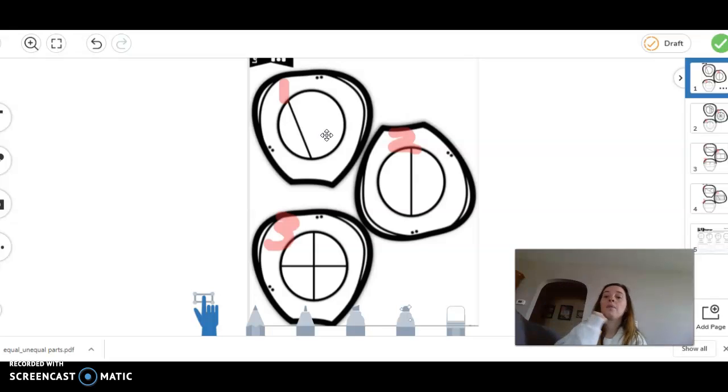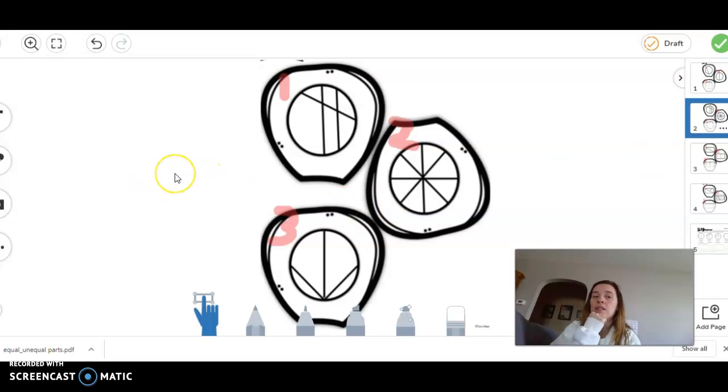Yes, number 1 is unequal. Those are not fair parts. This part's little tiny, this part's bigger. Look at number 2, equal or unequal parts? Yes, it's equal parts. It's cut right down the middle into halves. 1/2, there's 2 parts. Look at number 3. Is that one cut into equal or unequal parts? Yes, it's equal because there are 4 equal parts. 1, 2, 3, 4. It's a fair share.